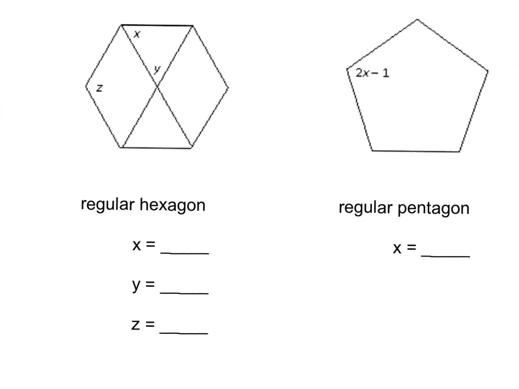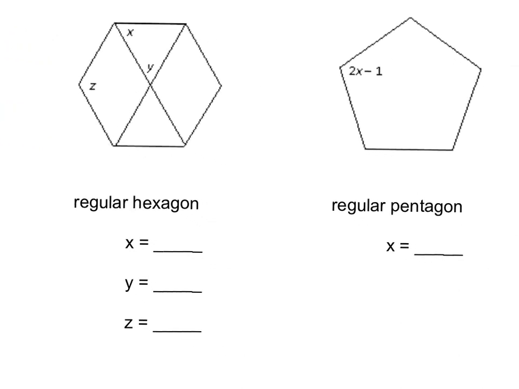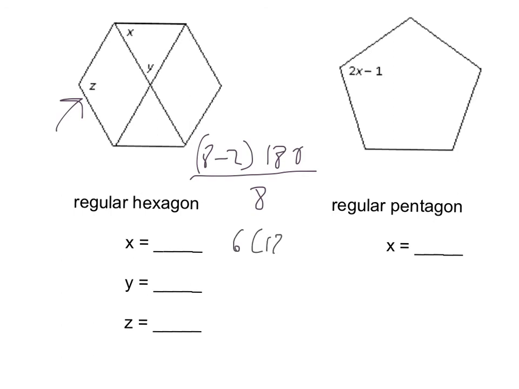Okay, next one, it's a regular hexagon. We have to find all of them. Well, to find out what z is, the interior angle of the regular hexagon, we go 8 minus 2 times 180 divided by the number of sides, which is 8. So 6 times 180. Let's do that on my calculator. 1080 divided by 8, because there are 8 interior angles. So 135 is the value of z.